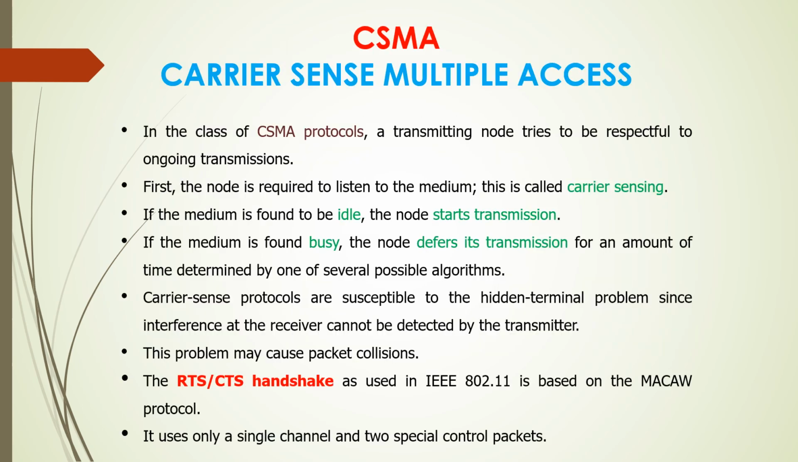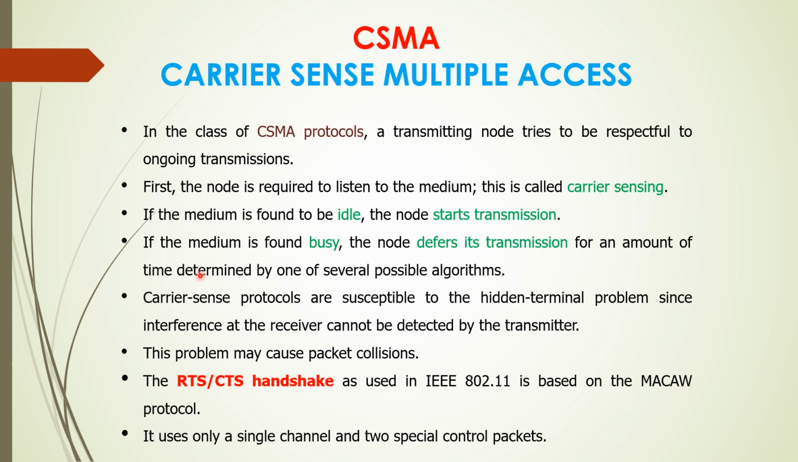Carrier sense multiple access means that whenever we need to transmit our data, before that we have to sense our channel. So we have to listen to the media, and this is called carrier sensing. When the media or channel is idle, the node can transmit its information. If the media is busy, the node should not transmit any packets. You have to wait for a random amount of time, and after that time you sense your channel again. If it is free, you can transmit.